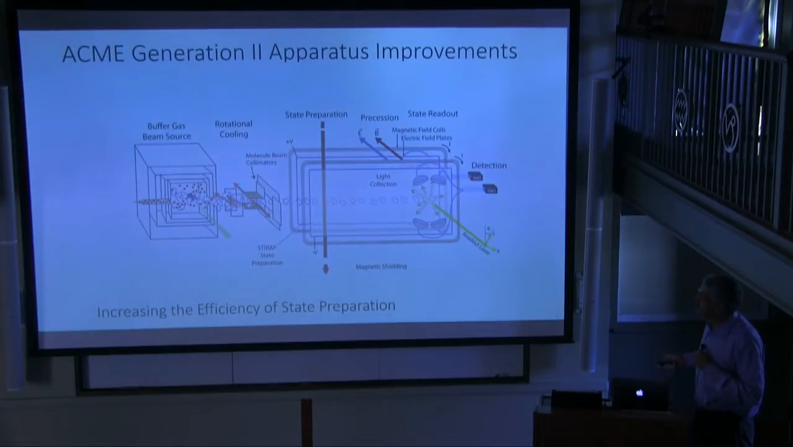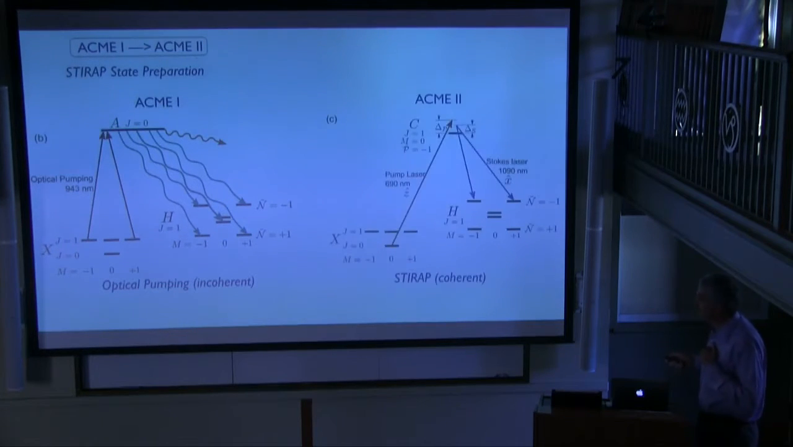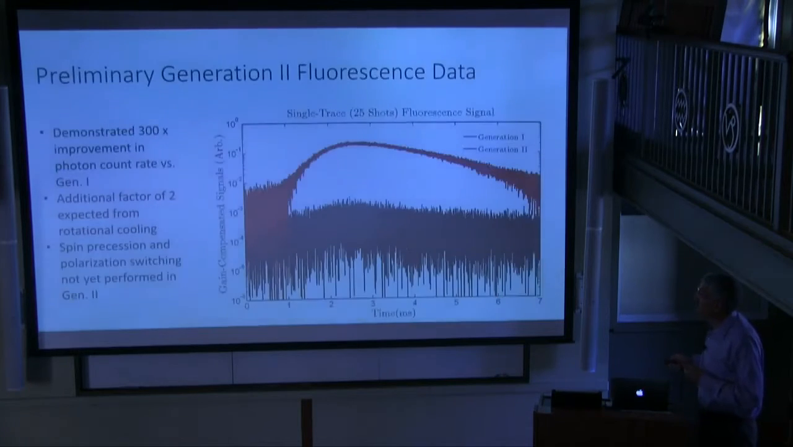And we're also increasing the efficiency of state preparation. How do we do this? Remember, we were pumping out of the X state into the H state, and then driving the wrong state out using optical pumping. Instead, the idea here is to use STIRAP to drive coherently through the C state into the particular spin projection that we're interested in. So it's just a more efficient use of the phase space of the molecule in the beginning. It's a known technique, but there were some huge challenges. There's a weak transition, the wavelengths differ by a factor of 2, and there's a large Doppler width. It was a really hard thing to do.